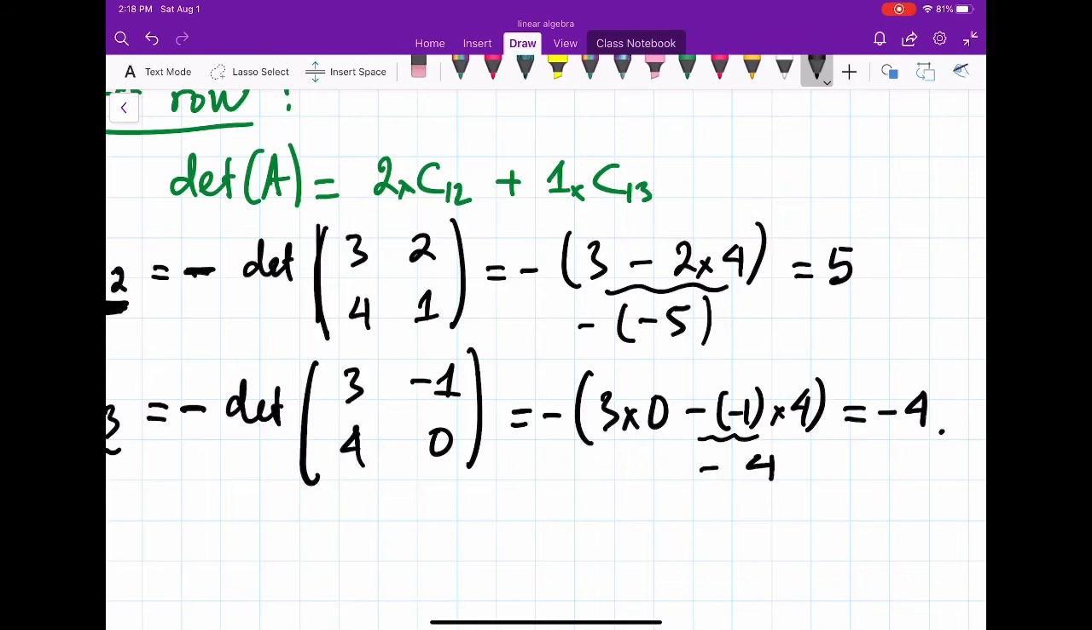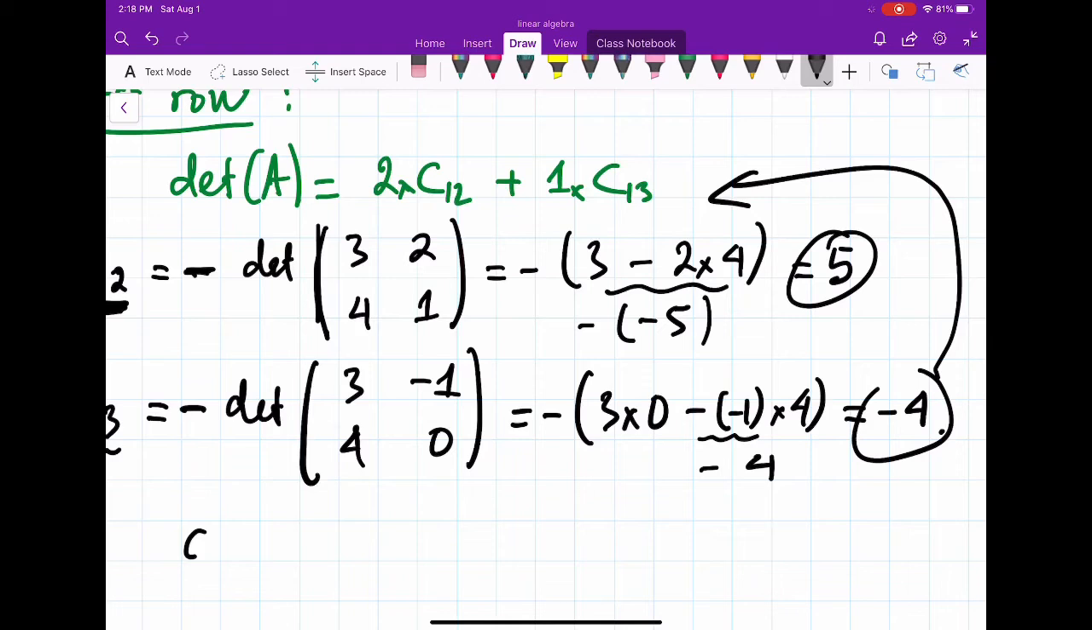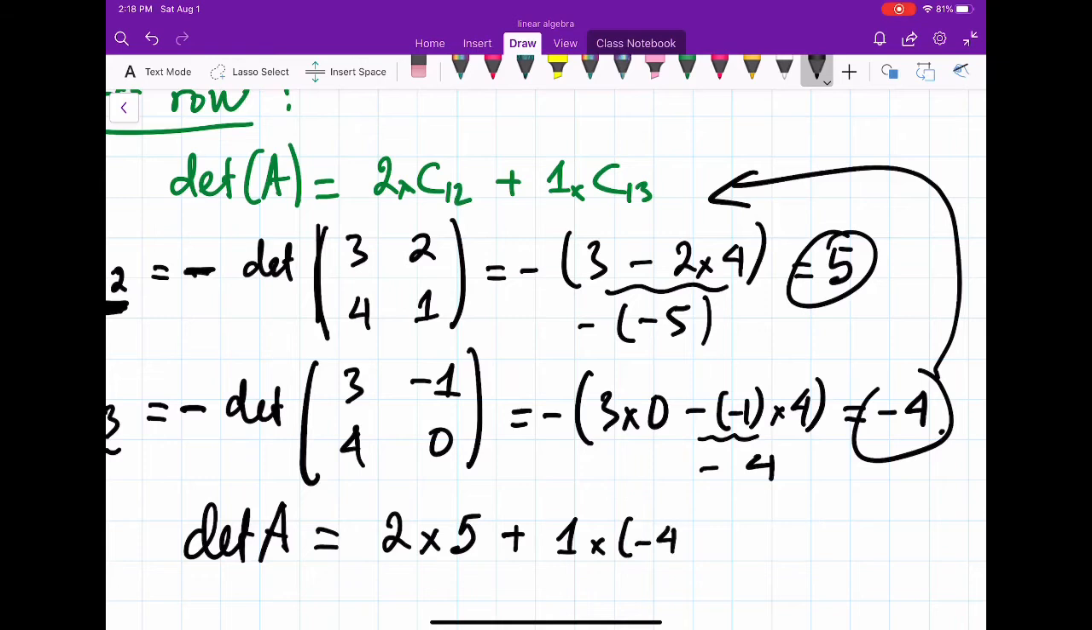And then you plug these two numbers into this formula. You get that det of A is equal to 2 times 5 plus 1 times negative 4. Interesting. Is it correct or not?